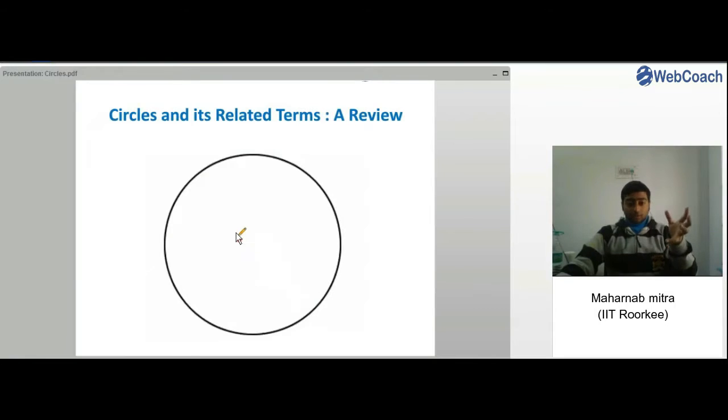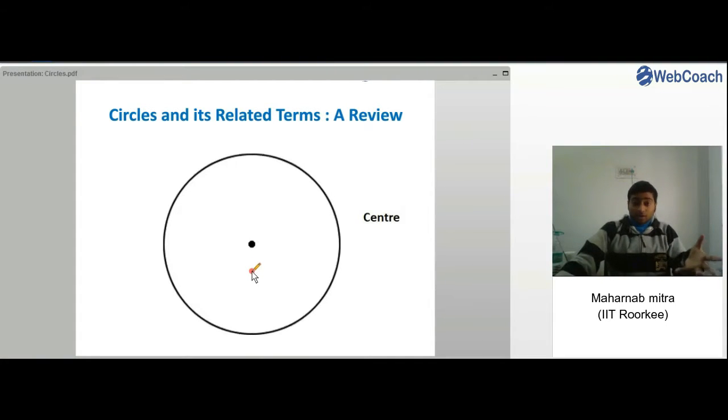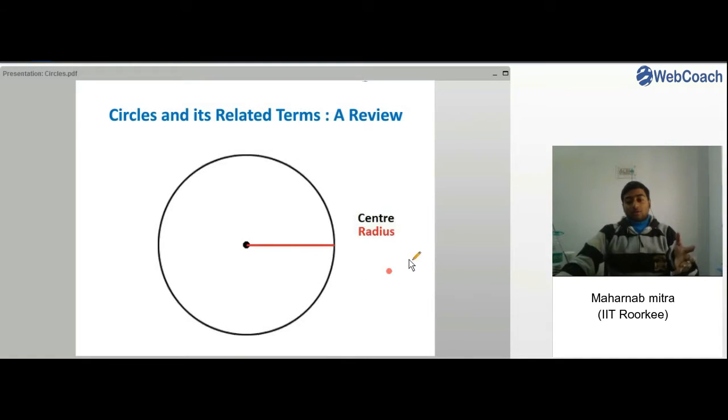So let us see the various parts of a circle, or the terms which are related to a circle. So we all know what a center is, right? We also know that the center lies at the center of a circle. Okay, so what is a radius? It is just the distance of the center from the periphery of the circle, distance of the center from any point on the circle, right? This red line shows a radius.